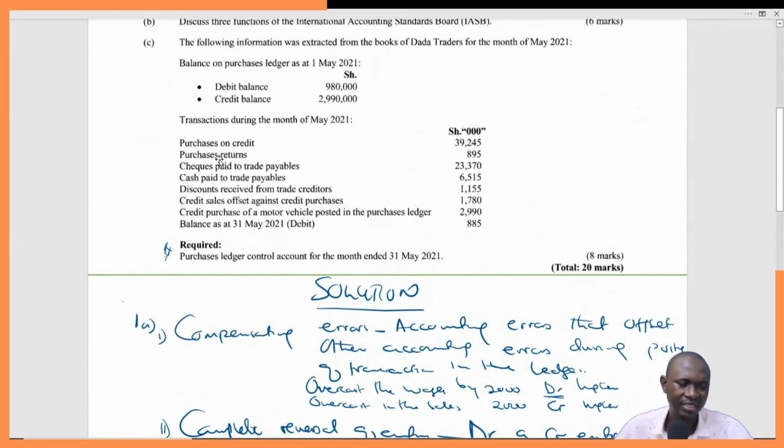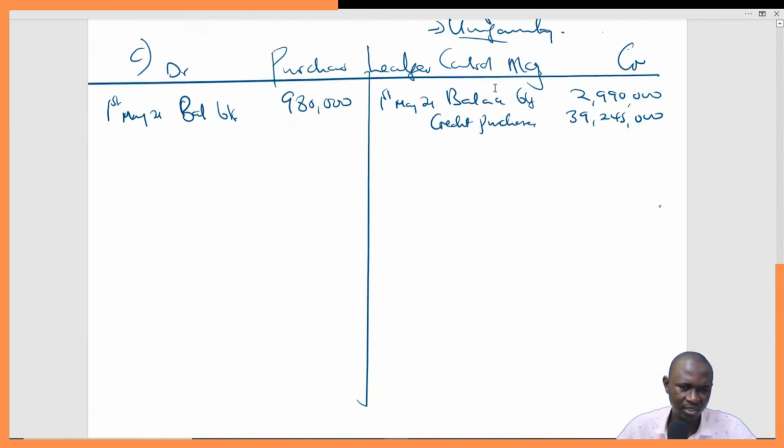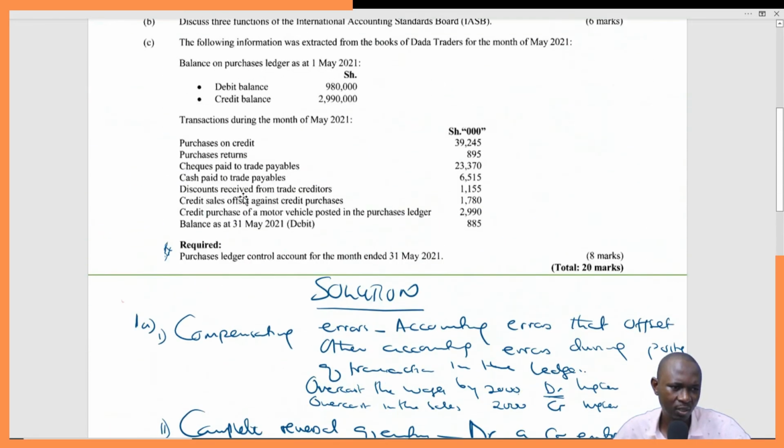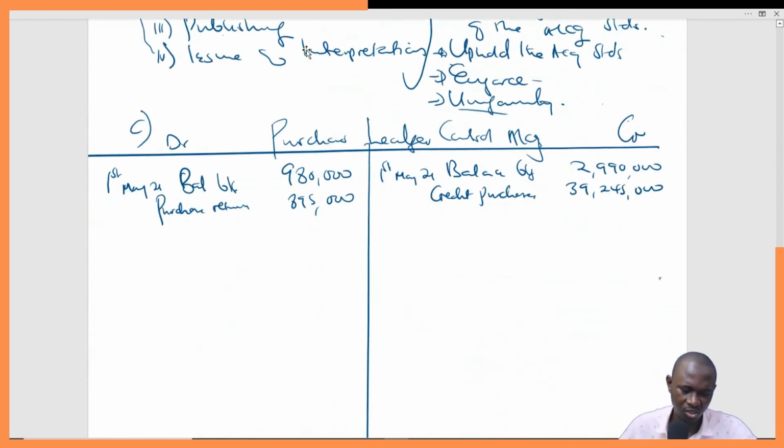Then purchase returns. We return some of these goods to our suppliers. That has the effect of reducing our liability. So purchase returns 895. We come here and say purchase returns 895,000. Then the next one, checks paid to trade payables. Checks paid to our suppliers, we are reducing our liabilities. So checks paid 23,370.